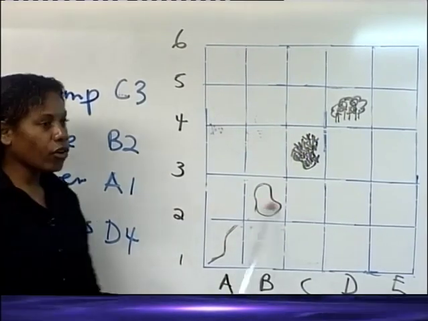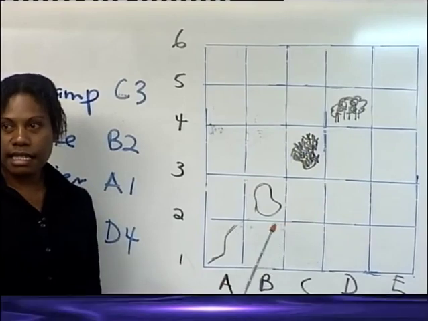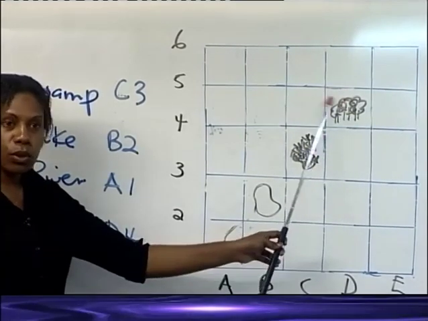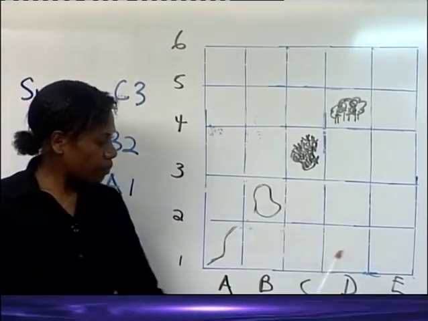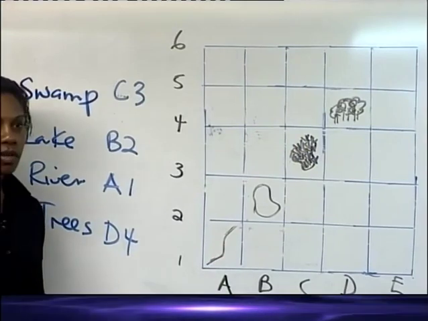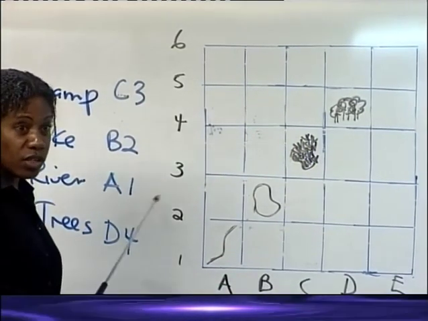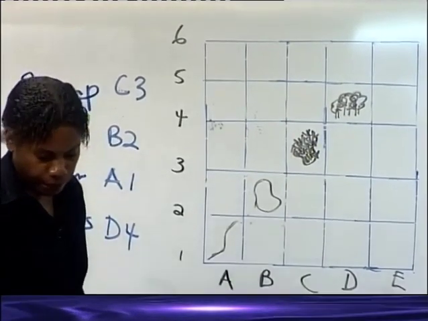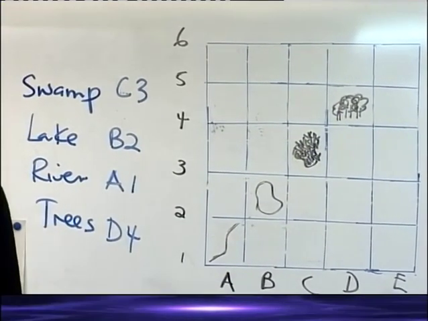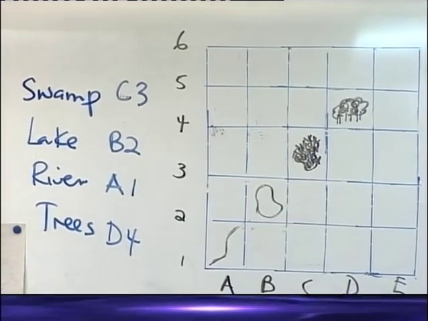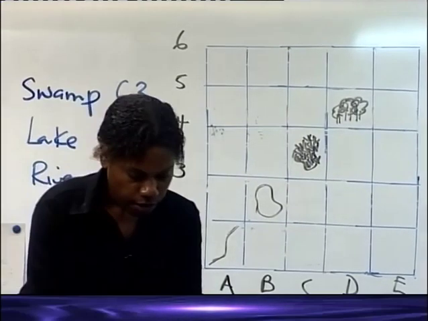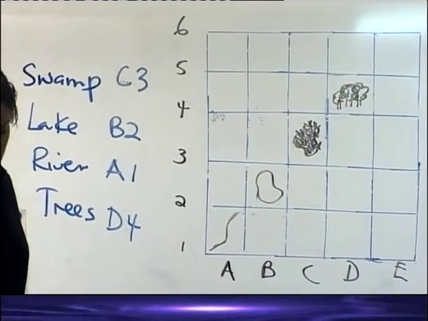So you always look across first. Receiving students, 8Cs, always look across first before you look up, all right? So that's why our letters come first, D4, C3, because we look across first. Andy, I hope you are listening. You concentrate so you'll understand this, all right? So that was your homework, your revision exercise.